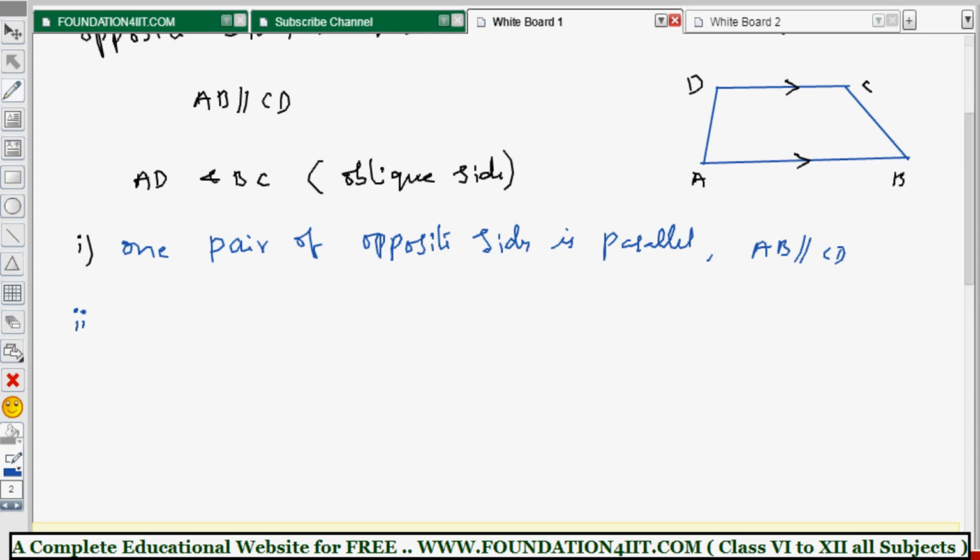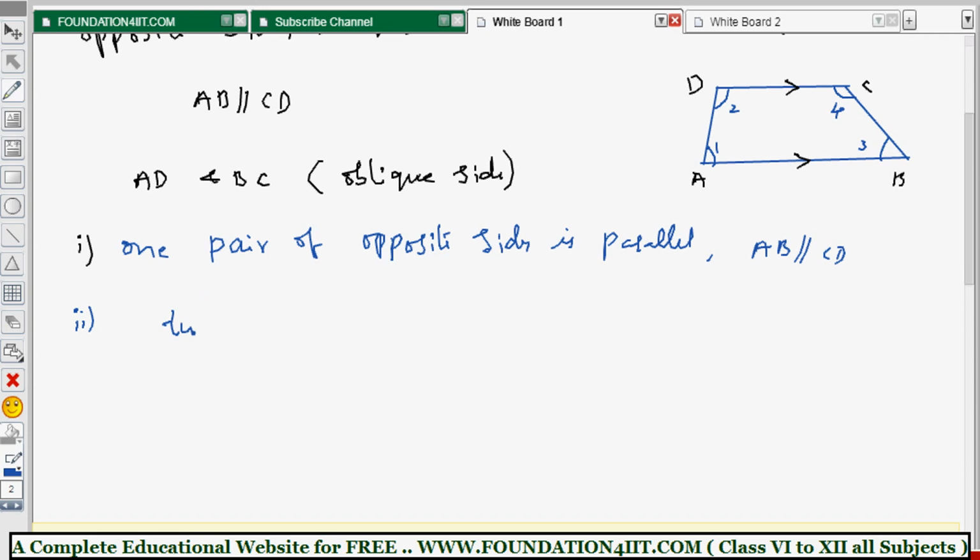One more: two pairs of adjacent angles are supplementary. Here, if AB is parallel to CD, angle A and D is one pair, and angle B and C is another pair. Total we have two pairs. For example, taking angles 1 and 2, angle 1 plus angle 2 must be 180 degrees. So they are supplementary. This is an important property.